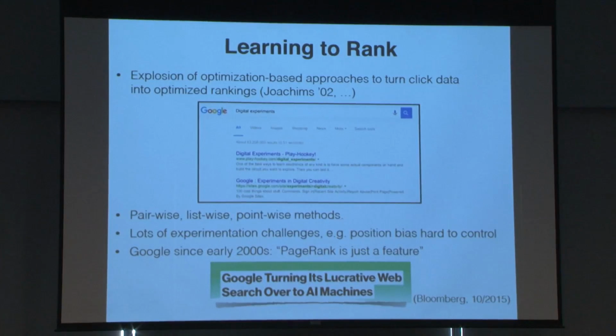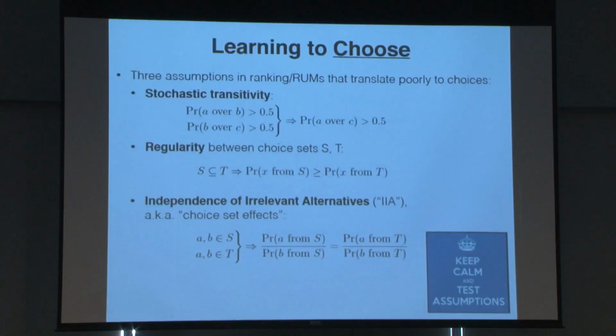And there's a whole literature on this based on pairwise methods, listwise methods, pointwise methods. And there are lots of experimentation challenges here. A classic one is that you're only observing things in the order that you present them. So you need to do some kind of exploration instead of exploitation in order to identify things like position effects. But in general, this works very well. But this is what I want to get beyond with this talk.